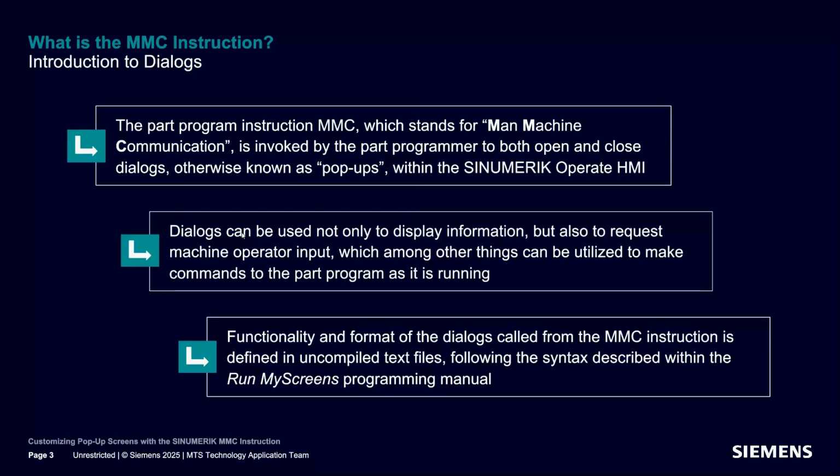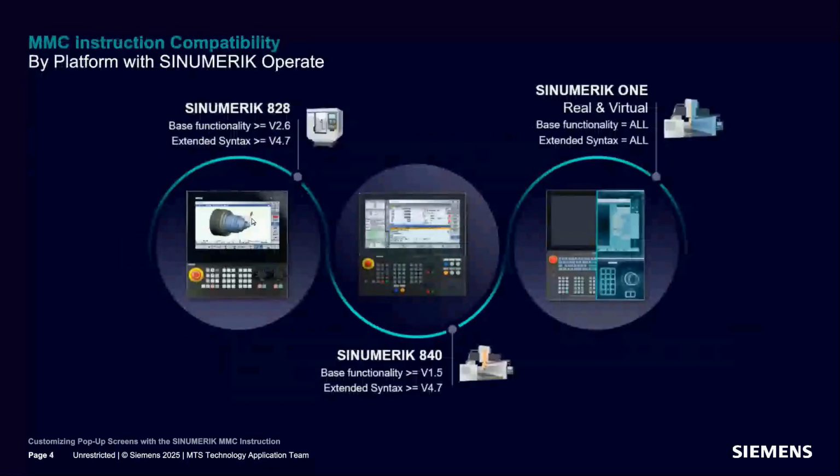That input can be used in the part program to make decisions of how the part program is going to execute. Finally, the functionality and the format of the dialogues that's called from this part program instruction is going to be defined in uncompiled text files, and it's going to follow the syntax described in the Run MyScreens programming manual. We're going to take a look at the programming manual later on in the webinar and see how those uncompiled text files are built up from scratch.